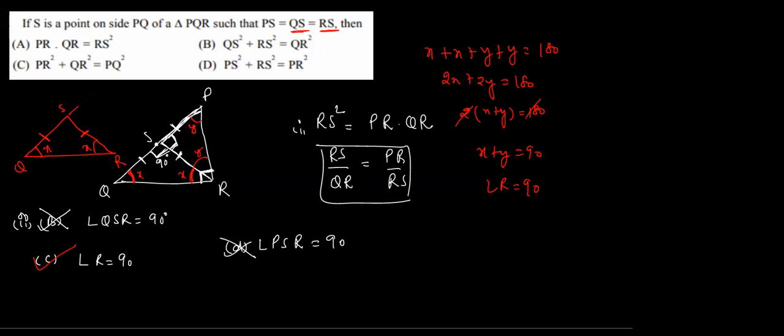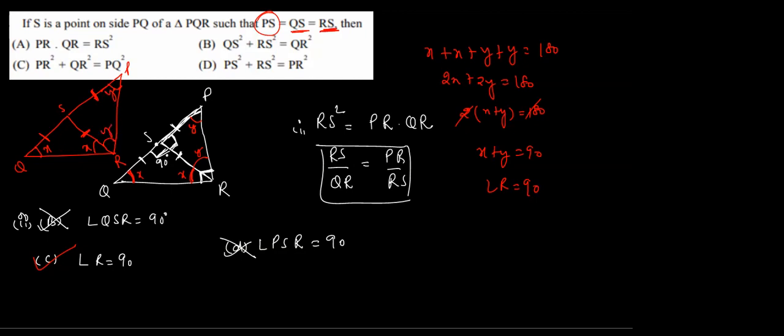In a similar way, we have another triangle. Here PS is also equal to RS. So this is also equal to this one. So if this is y, this will also be y.